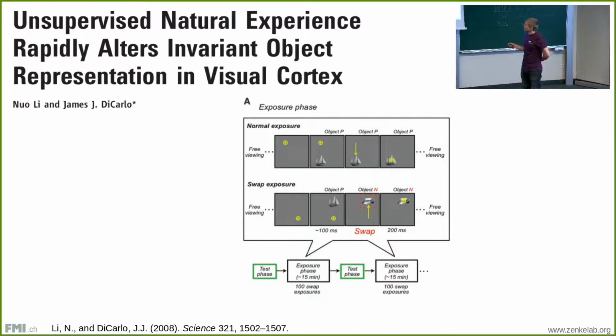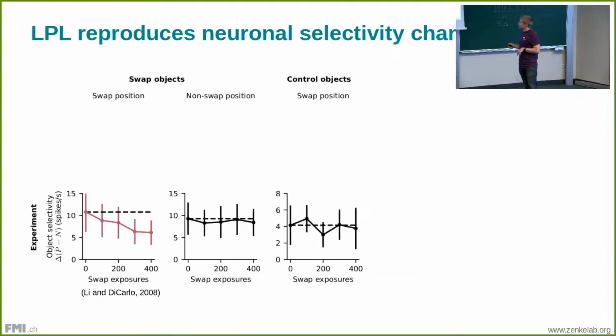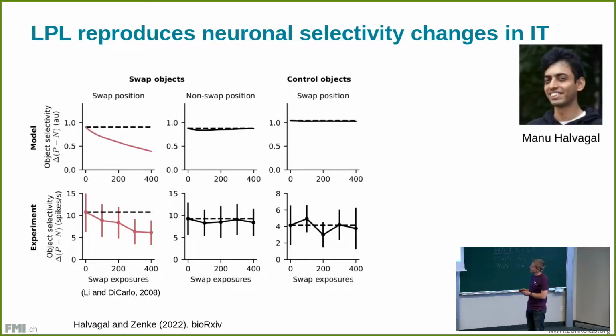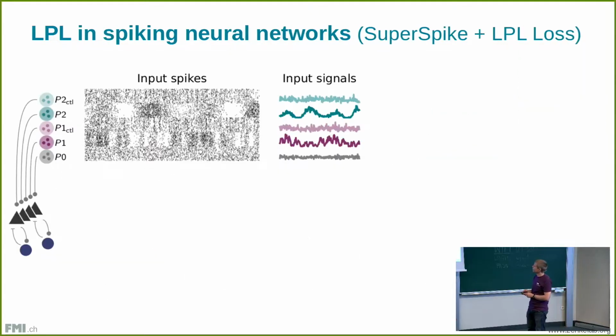And then they did something they call a swap exposure, where they swap out the object during the saccade. So that's really nifty manipulation. That amounts a little bit to this dog becoming a caterpillar all of a sudden. And if you do this enough times, then actually the selectivity of neurons in the inferior temporal cortex, so the output area of the ventral stream, changes. That's what's shown here. But it's specific to the object and specific to the location, and other controls don't do this. And when Manu does this in our model, the same thing happens.